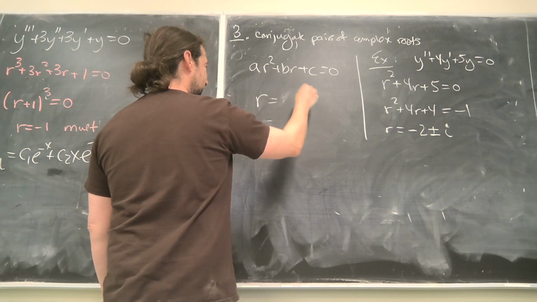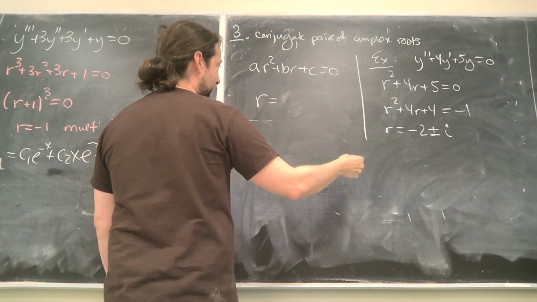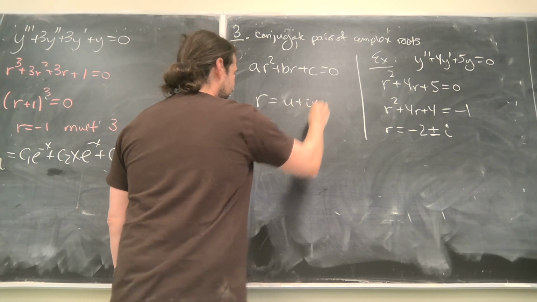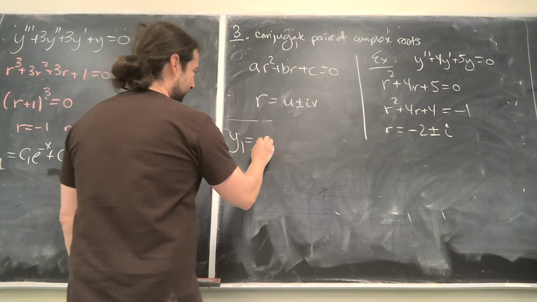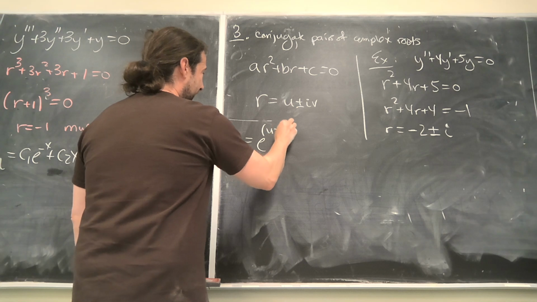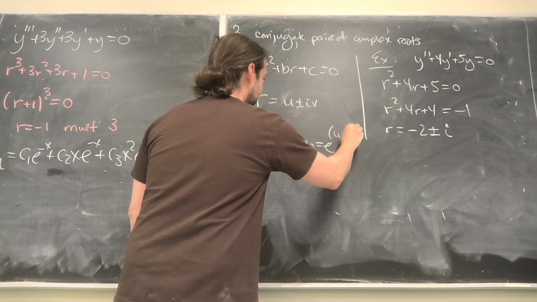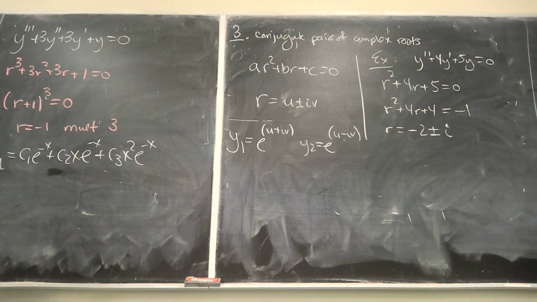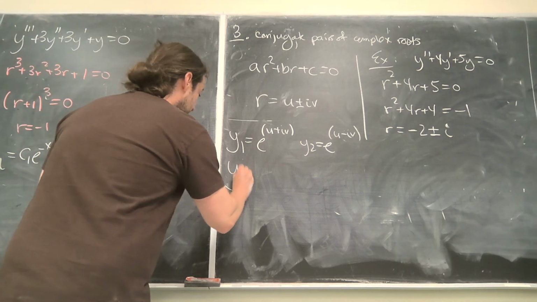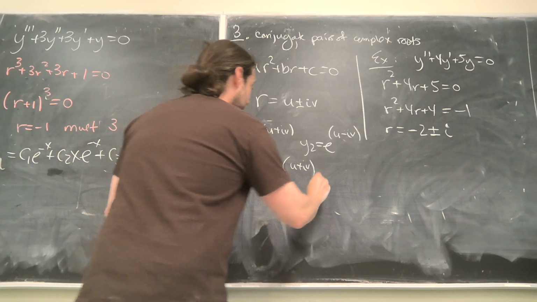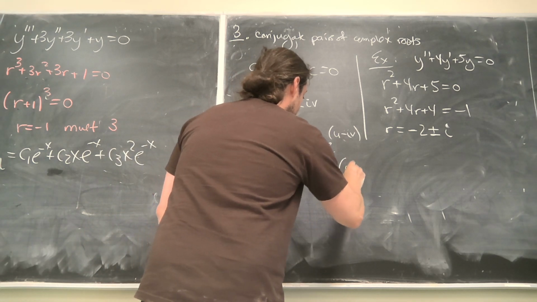I've already used A, B, and C, D, E, F, G, H. Those are functions. How about U plus I times V? There we go. So y1 is e to the U plus IV and y2 is equal to e to the U minus IV. Those will be linearly independent solutions. I'm allowed to do exactly the same thing here as I did before. I could write down that the homogeneous solution looks like C1 e to the U plus IV plus C2 e to the U minus IV.